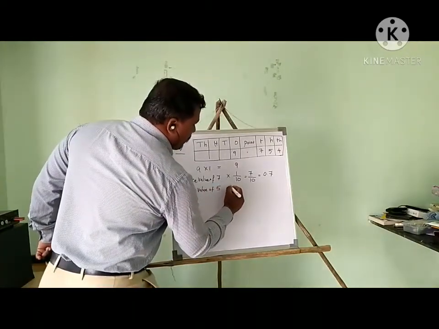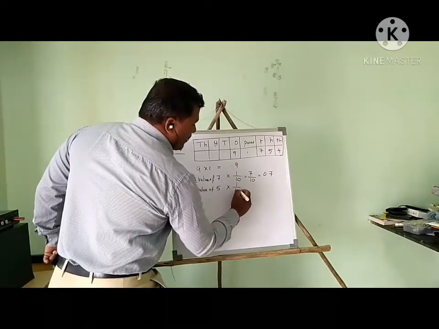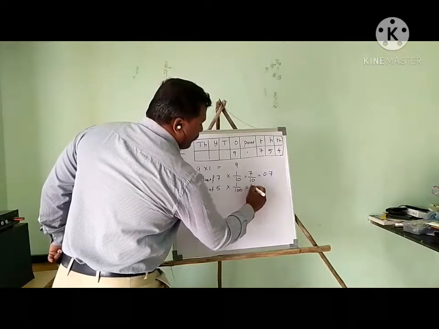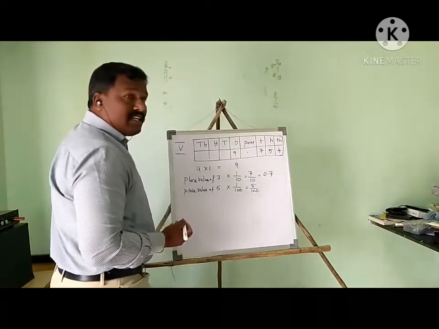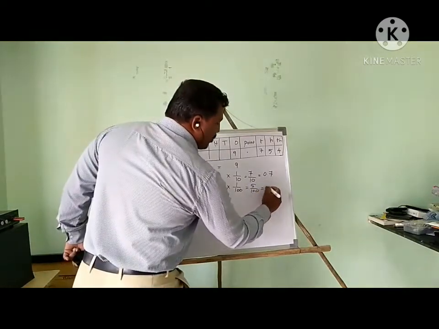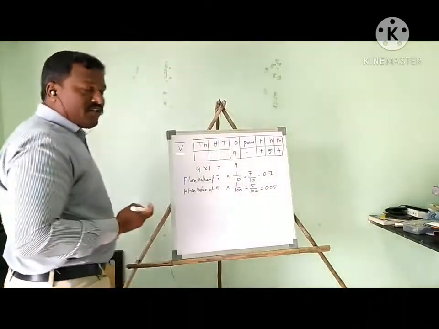Place value of 5 is 100. So 1 by 100, we can write 5 by 100. So 5 by 100 we can write as it is 0.05.